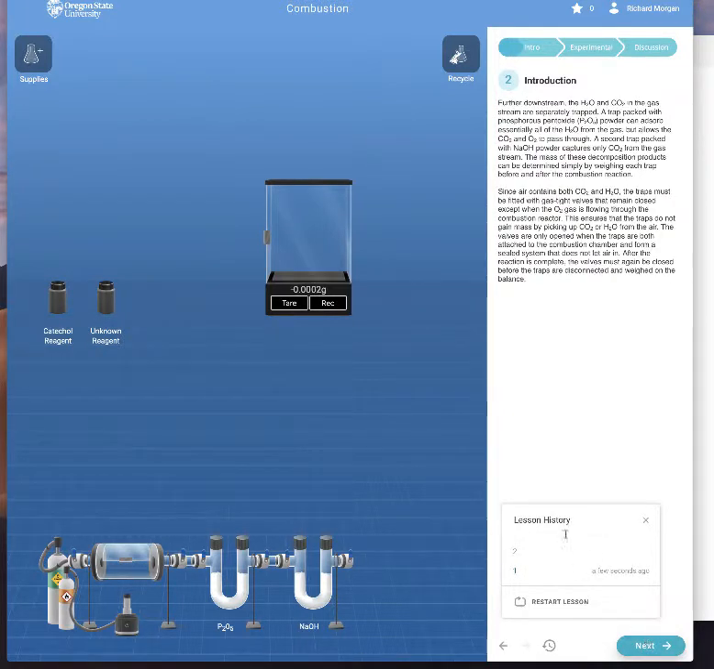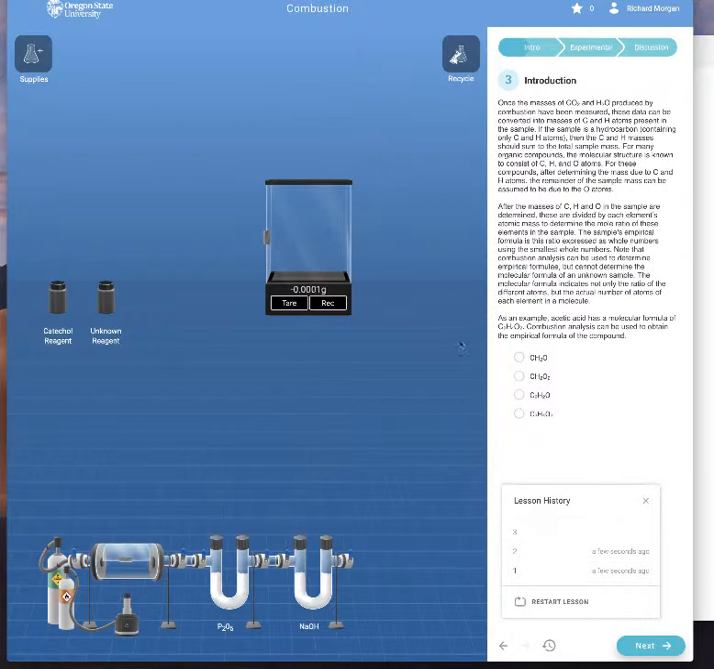In this case, it describes the background. Phosphorus pentoxide is a drying agent, and the sodium hydroxide picks up the CO2, and it tells you about how these empirical formulas work. Empirical formulas are the lowest common denominator version of the formula, and this one is to help you reinforce that.